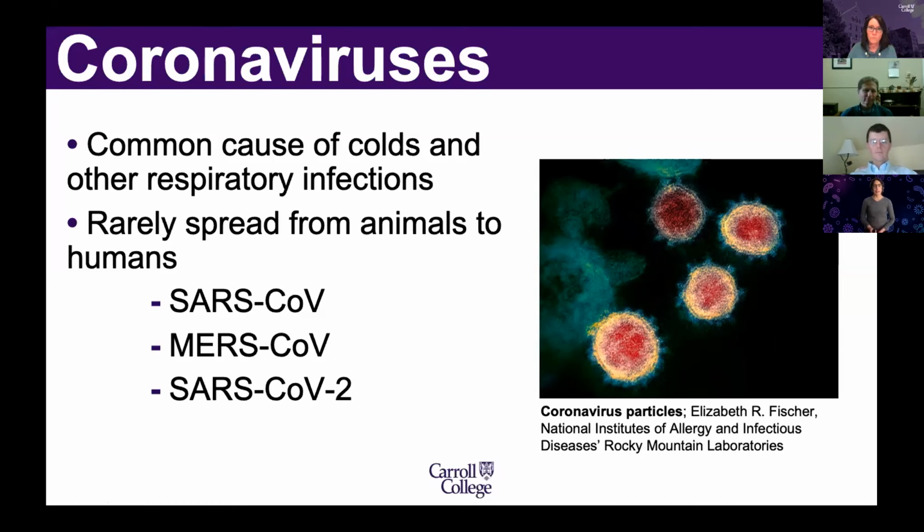Examples of viruses that have done this include SARS coronavirus, which is severe acute respiratory syndrome coronavirus. Also, MERS coronavirus, which is Middle Eastern respiratory syndrome coronavirus, as well as the virus that we're currently dealing with, which is called SARS coronavirus 2. And all of these viruses had their origins in bats. So SARS coronavirus circulated in 2003. It caused 8,098 infections and 774 deaths.